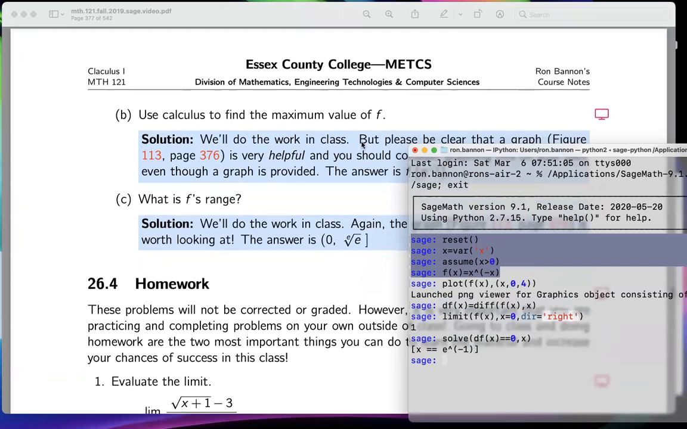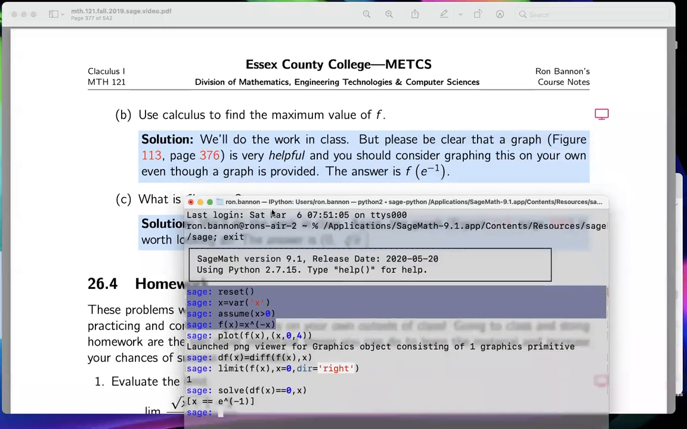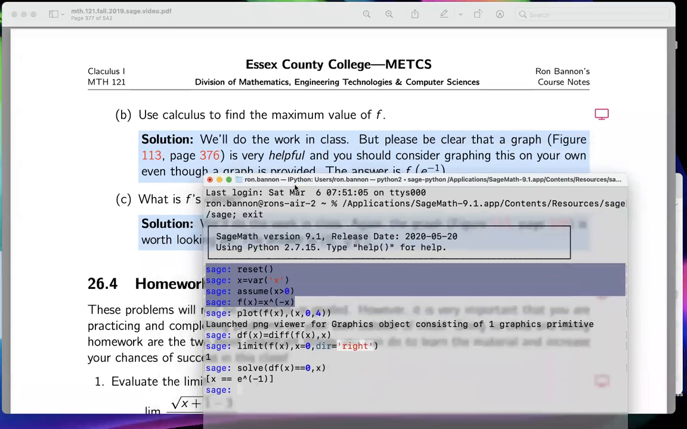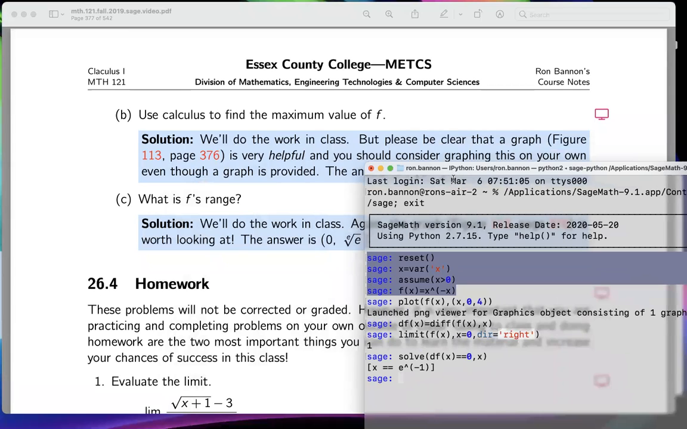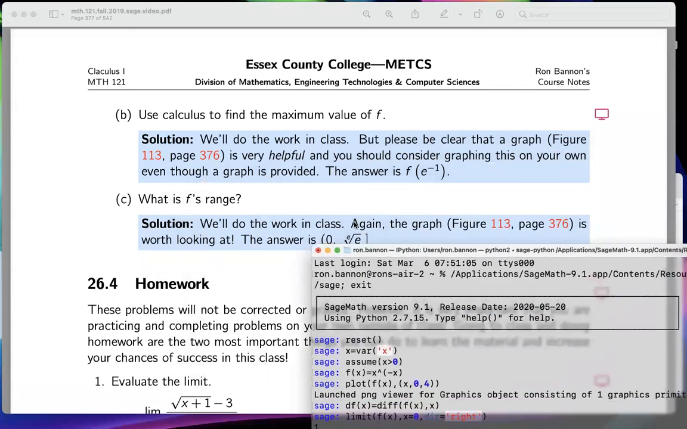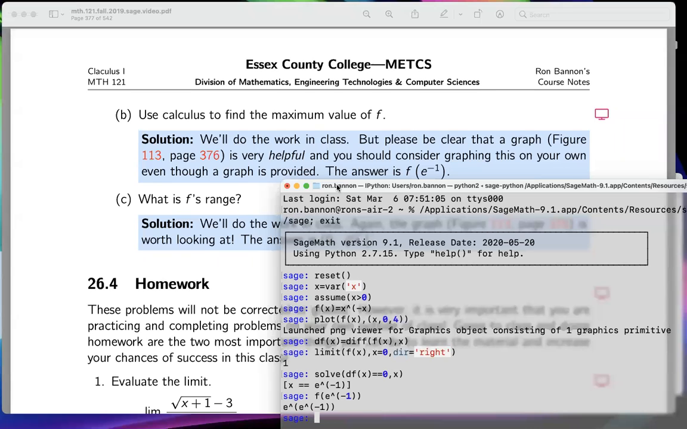Use calculus, find the maximum value. Again, it says I'll do the work in class, and I guess I did it in class. I don't know. But I found the maximum value, and I also found out where it occurs. So now I've got to find out what the maximum value is, and that's going to be f evaluated at e to the minus 1. I'm going to do a copy paste. Oh boy, look at that. Again, it's f evaluated at e to the minus 1. And again, I guess I did it at the whiteboard. I just can't really remember.